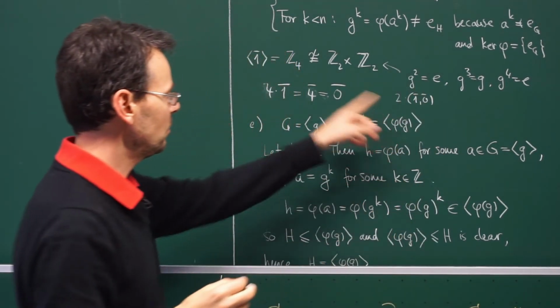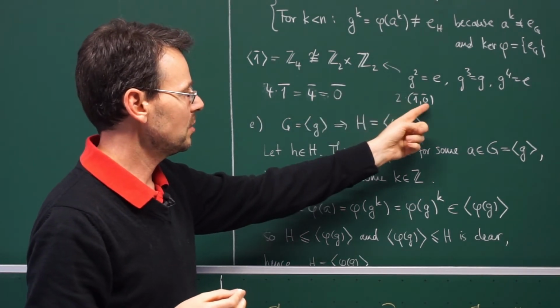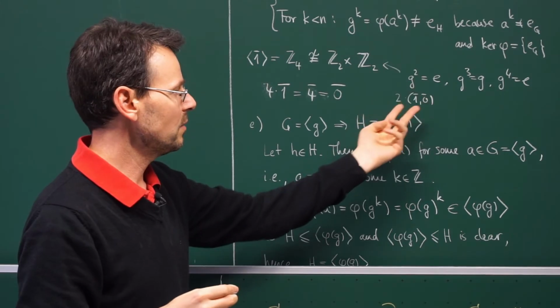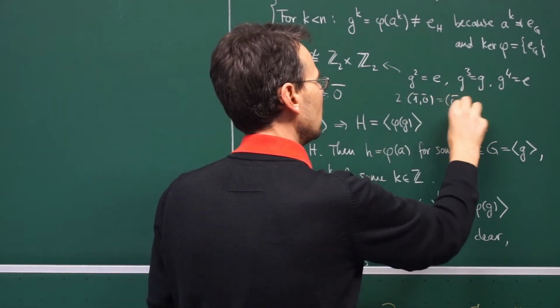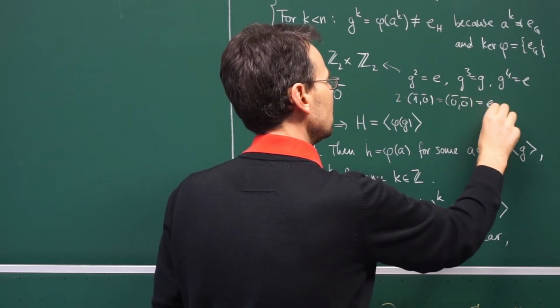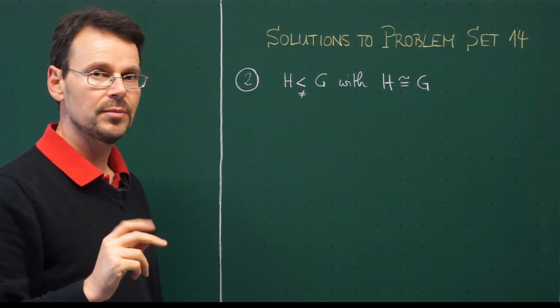And maybe I should have used additive notation as well. An element in here, for example, is 1 bar, 0 bar, this tuple here. If I take this times 2, I end up with 0, 0, which is the identity in this group, and so on. All right, exercise number 2.